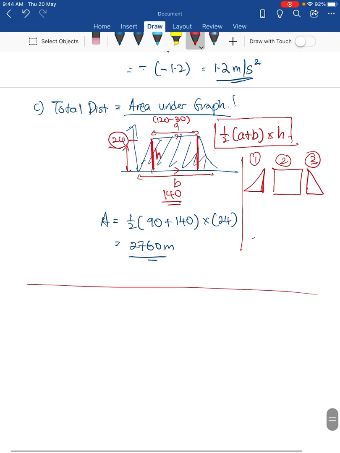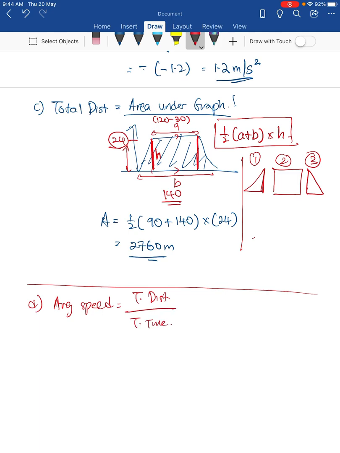Okay, last part, part D. Find the average speed. So average speed equals total distance over total time. The total distance we've found is 2760. The total time is actually 140 seconds. So very straightforward. In this case, if you get the answer, it's going to be a weird number. So it's 19.714..., or if you round off to 3 significant figures, it will be 19.7.